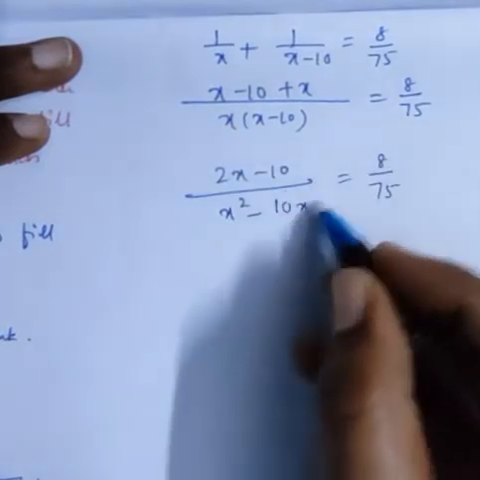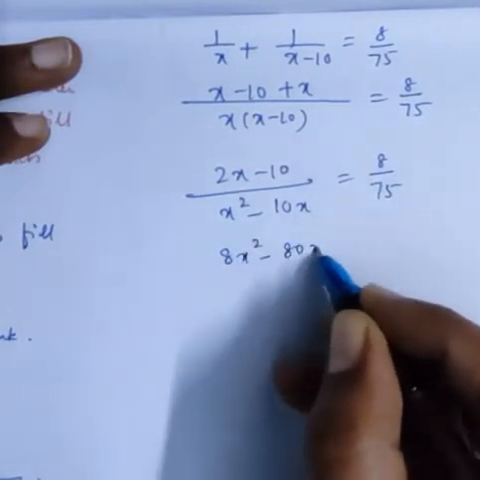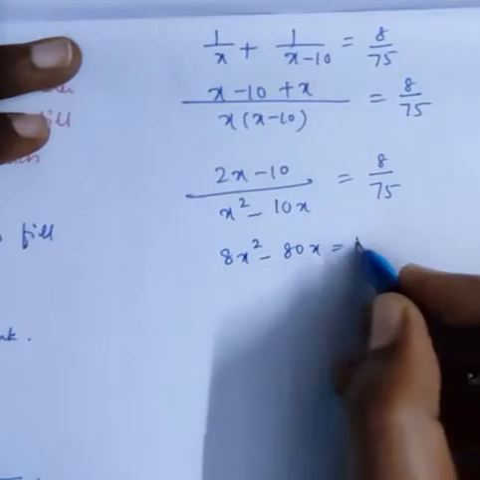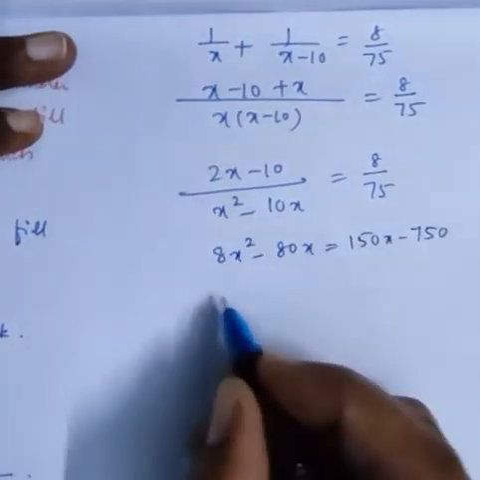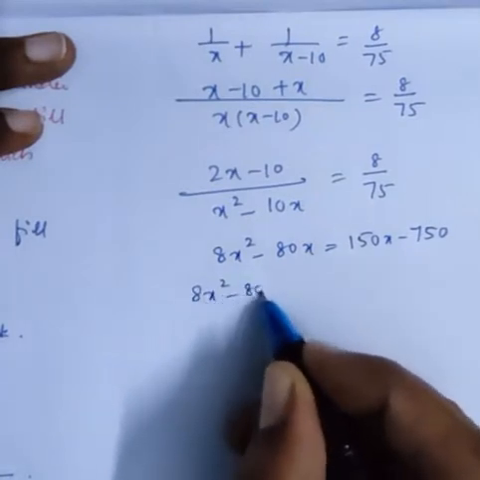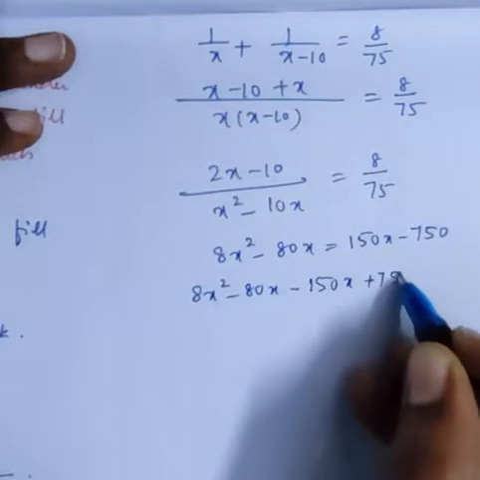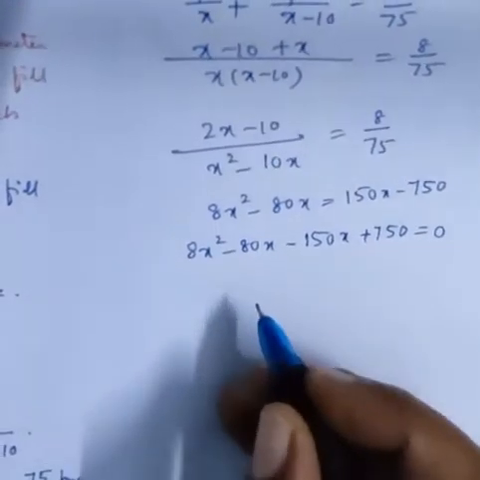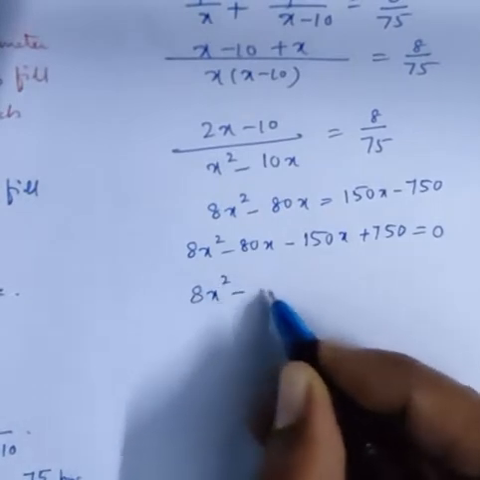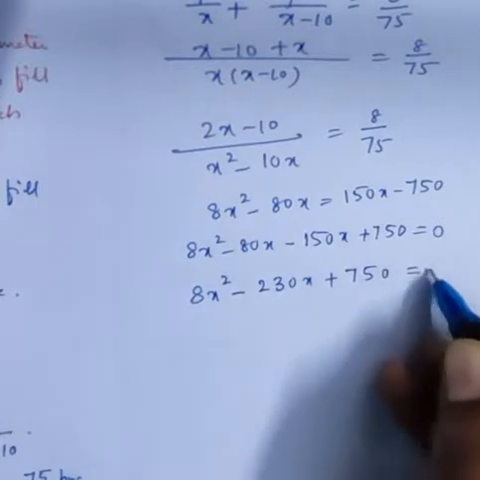Cross multiply. This one I'll take first. 8 into x square, 8x square minus 80x. 75 into 2 is 150x minus 750. So now we'll shift RHS to LHS. Change the sign: 150x plus 750 is equal to 0. So now we get 8x square minus 230x plus 750 is equal to 0.